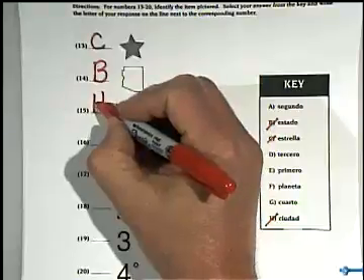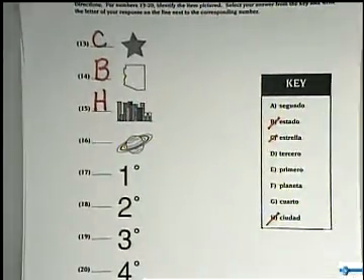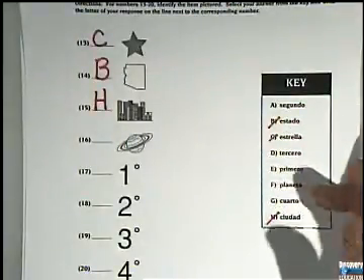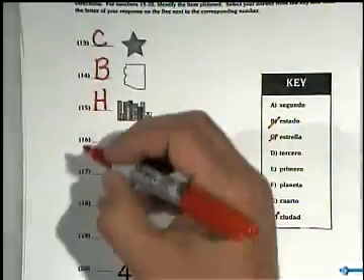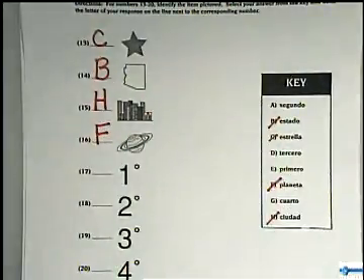15 is letter H. And number 16, we might be able to identify it, but I don't see any of the answers here except for planeta. This is a planeta, letter F. So number 16 is letter F.